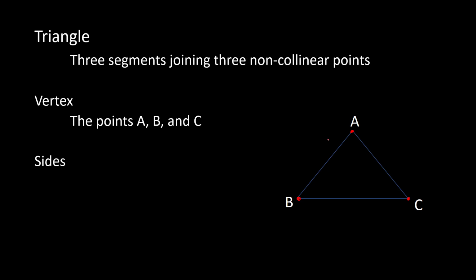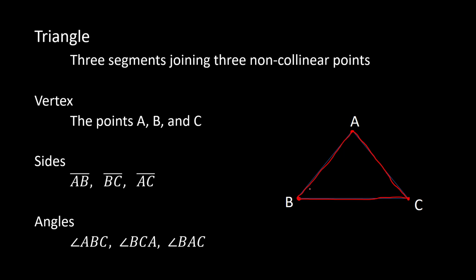And then we have the sides. So you're looking at segment AB, and then you have segment BC, and then segment AC. We have 3 different sides that make up the triangle. We also have 3 different angles that are created. We have angle ABC, this angle right here, angle BCA, this angle, and then angle BAC, which is this angle.